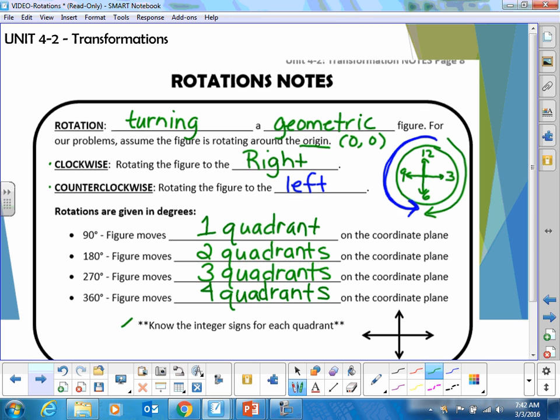The one thing I'm going to highlight is that you have to know the integer signs for each quadrant. Remember, quadrant 1 is here, and it's positive, positive. Quadrant 2 is here, and it's negative, positive. Quadrant 3 is down at the bottom left, and it's negative, negative. Quadrant 4 is positive, negative. You can remember, if you look at the actual axes, you can see where the positives and negatives start and finish, and just think the first number is your x, the second number is your y, and you can figure out what the sign is for each.